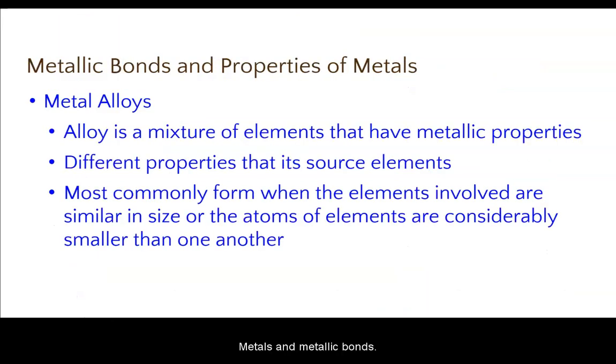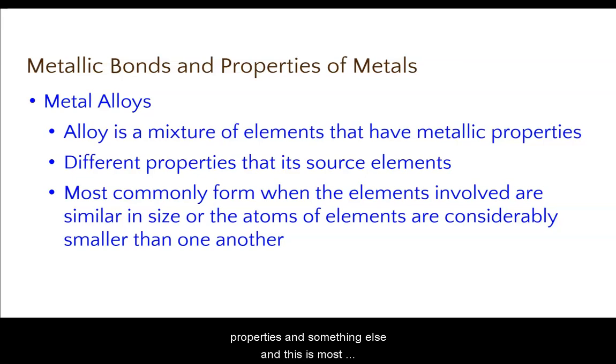Metals and metallic bonds often get put into alloys. And an alloy is a mixture of elements that have metallic properties. And the different properties depend on its source element. So if you have a lot of iron and just a little bit of something else, it's going to have more iron properties than something else.